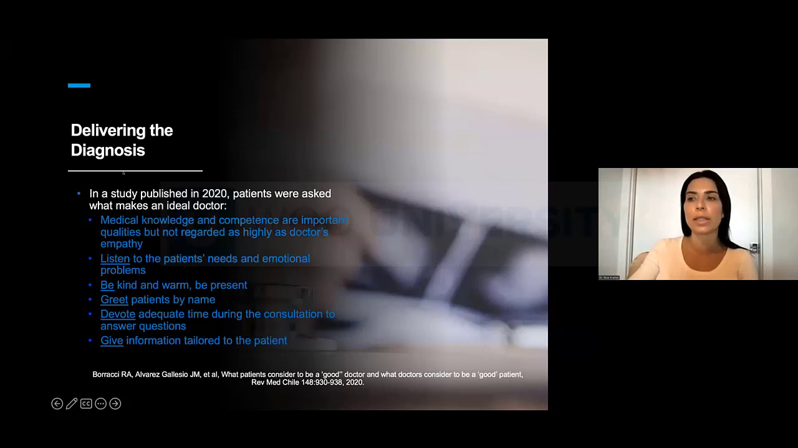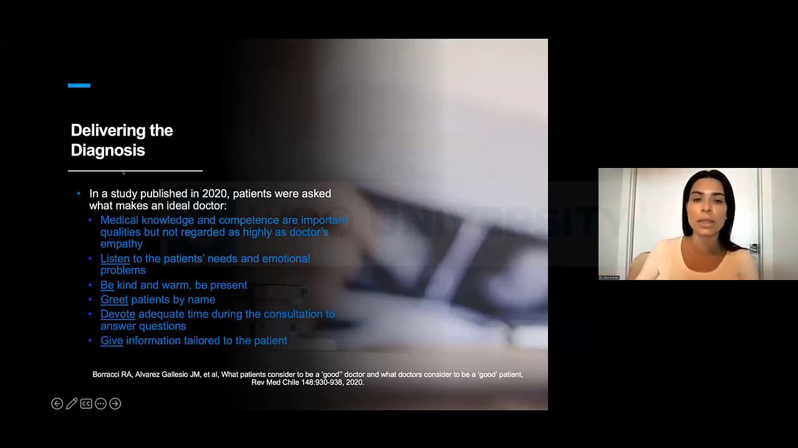People want to understand, they want explanations. Not everyone wants explanations, but a lot of people do. And it's important to allocate time for that. Give information tailored to the patient. So don't just memorize things. Don't just have a script that you use. Try to tailor it for each person.